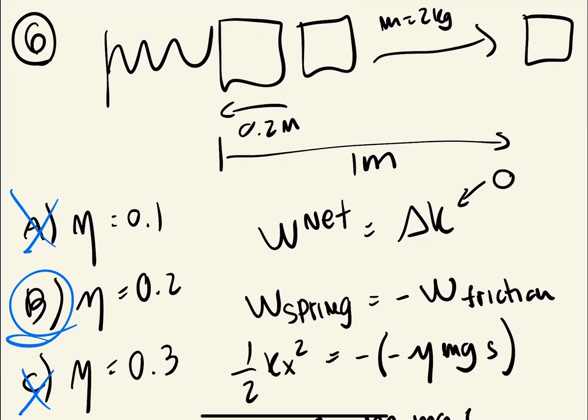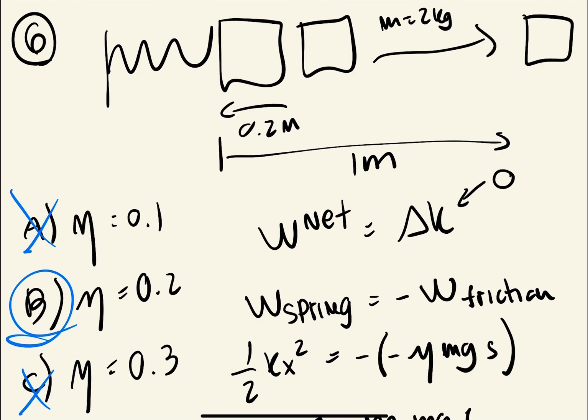Alright, so this is question 6 of the final exam, and it says that a block with mass 2 kilograms is forced against a horizontal spring of negligible mass, compressing the spring a distance of 0.20 meters, as shown in figure 7.47. When released, the block moves on a horizontal tabletop for 1 meter before coming to rest. The spring constant K is 200 N/m. What is the coefficient of kinetic friction between the block and the tabletop?